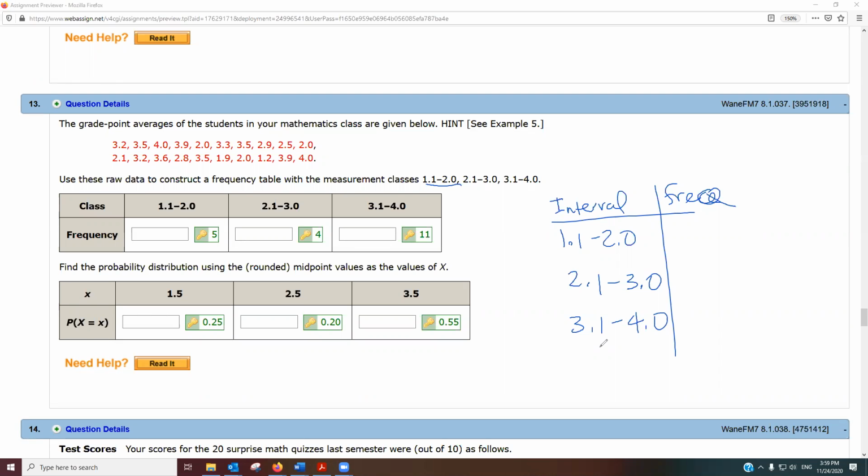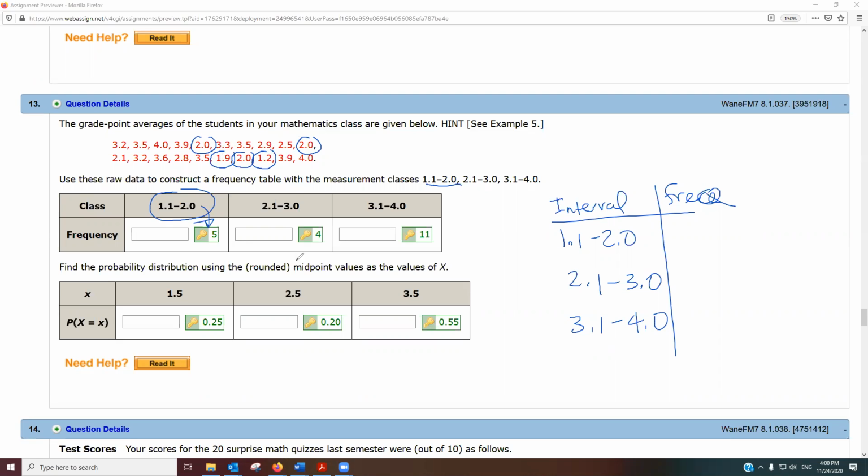Let me count up how many numbers are in the interval from 1.1 to 2.0. Here's one, here's one, here's one. Again, I'm counting numbers that are between 1.1 and 2.0. And I think that's it. And you can see there's 5 of them.